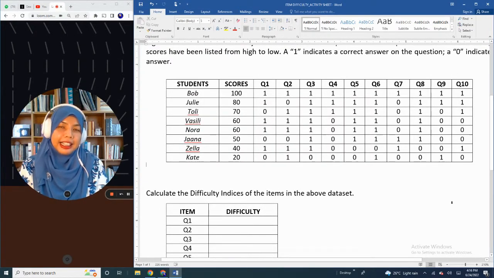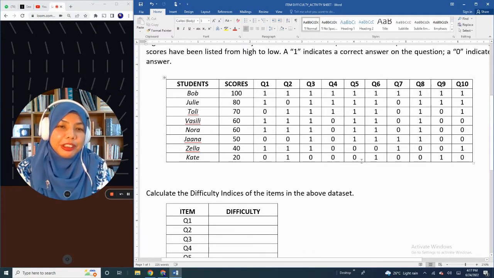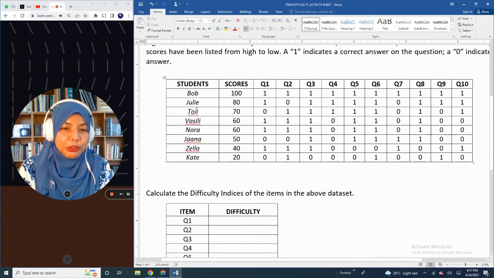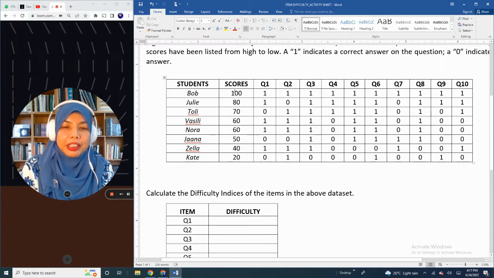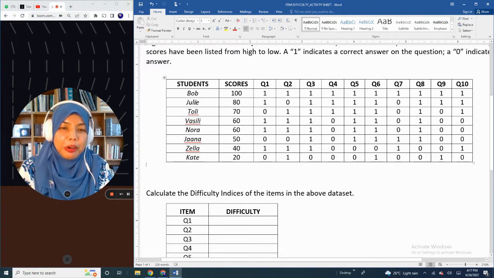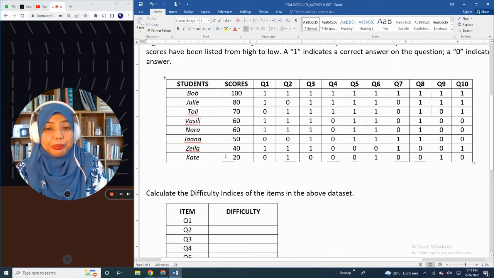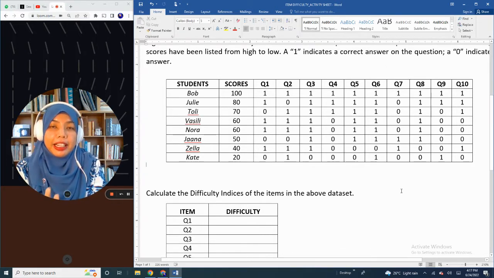This data set is based on a test taken by 8 students, and the names of the students are indicated here, from Bob, Julie, Tolly, up until Vasily and Kate. The students have been arranged in descending order from the top ranking students to the lowest ranking students, based on the scores from 100 to 20. So Bob is the highest scoring student in the class, while Kate is the lowest scoring student in the class for that particular test.